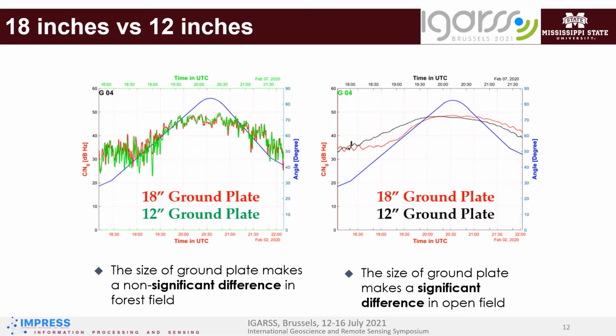As we are trying to identify the source of multipath, we experimented with different size ground planes, 18-inch and 12-inch diameter circular planes, on both forested and open area. The result shows that the size of the ground plane made a significant impact on the received signal in the open area, displayed on the right side plot. On the other hand, its impact was negligible in the forested area, indicating that the signals were mostly received through the upper hemisphere and the ground multipath did not contribute much to the result.